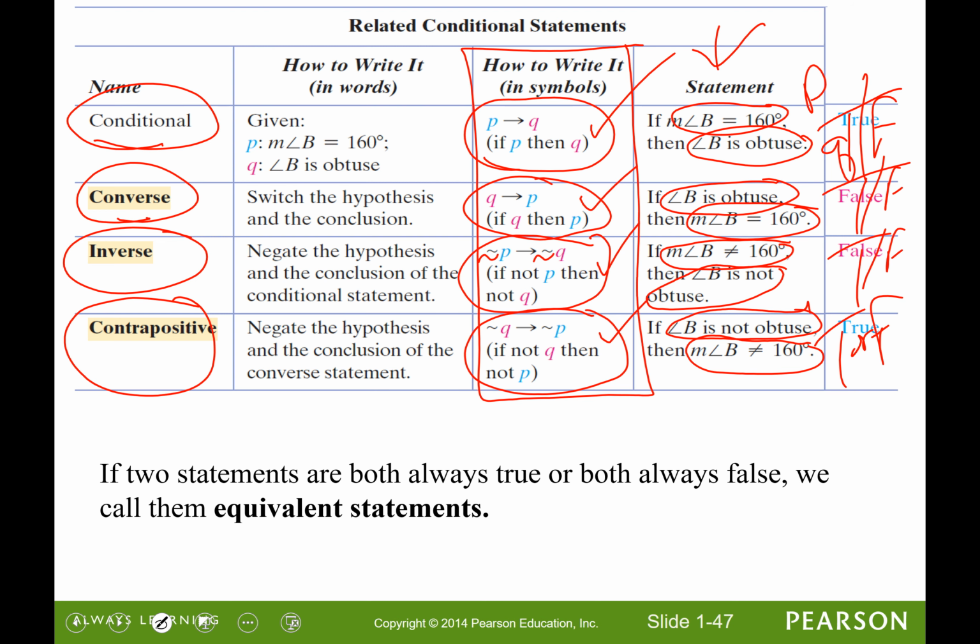If two statements are both always true, or if they're both always false, then we call them equivalent statements. Now, it's an interesting word to use, equivalent. We're just saying that their truth values are equivalent. So if you're ever asked, okay, are these two statements equivalent? You want to check their truth values. And if they're both true all the time, or they're both false all the time, then they are equivalent statements.